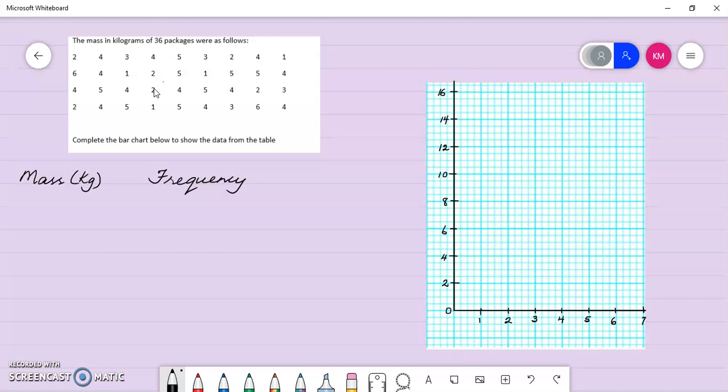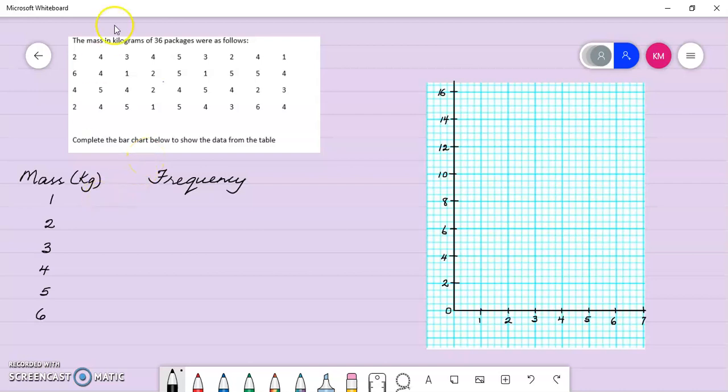My lowest value here is 1. So I'm going to start with that, 1. And then my next value is 2. The other ones, 3, 4, and then 5 and 6. So 6 is my highest value that I have in this data set.